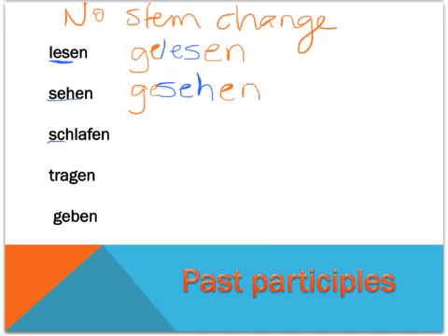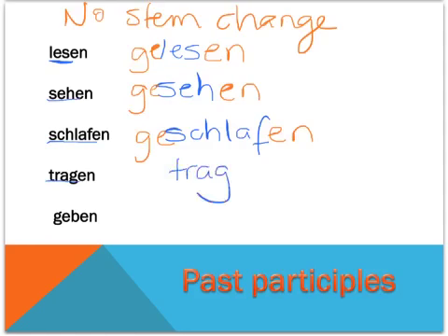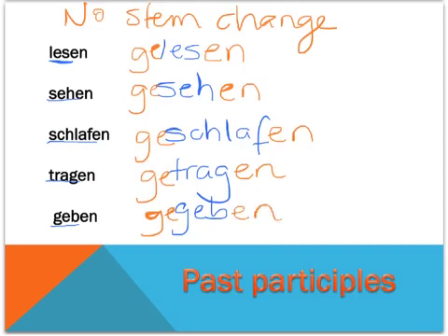Schlafen, do you remember what it means? Schlafen means to sleep. So the stem, schlaf, GE at the beginning, EN at the end, geschlafen, slept. Tragen, meaning to wear or also to carry. Its stem is trag, and we add a GE to the beginning and an EN to the end. And our last example in this group, geben, to give, a stem, geb, adding GE at the beginning, EN at the end to give, gegeben.